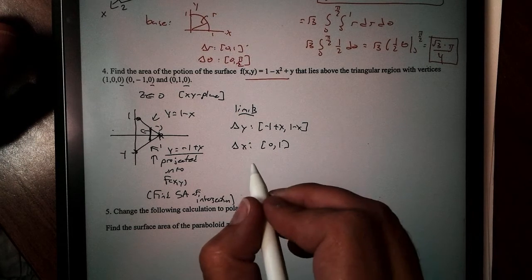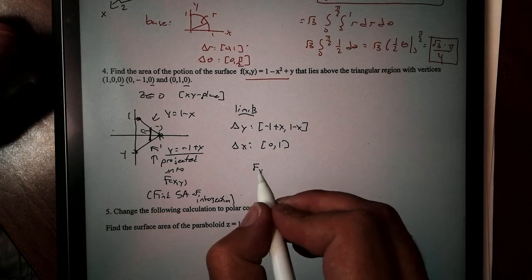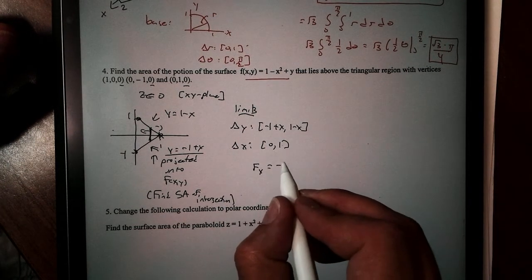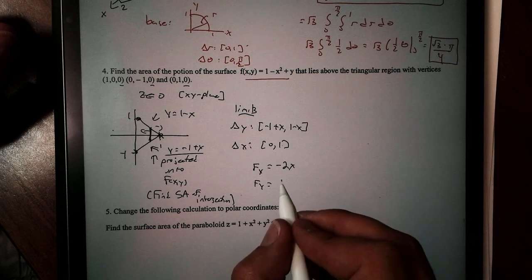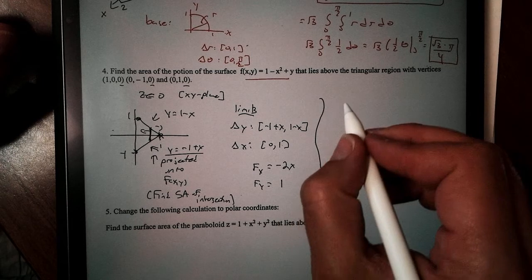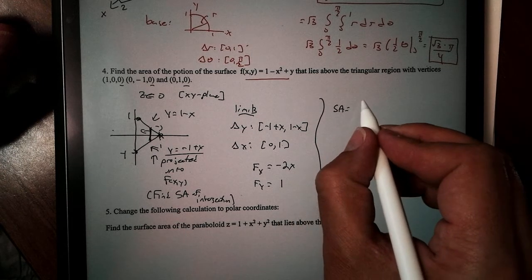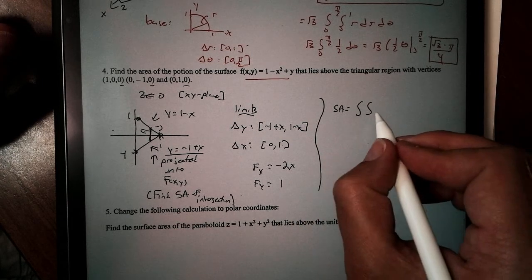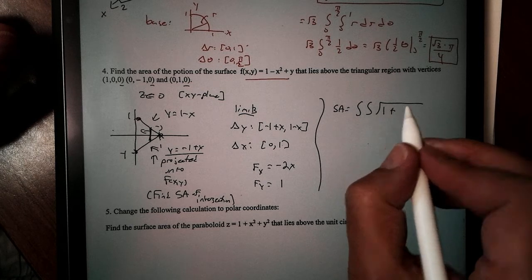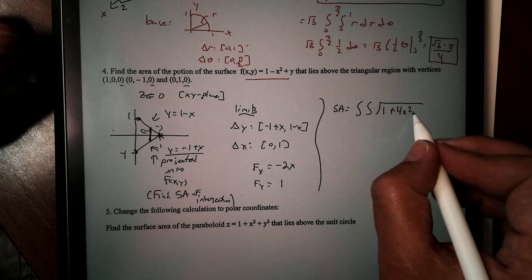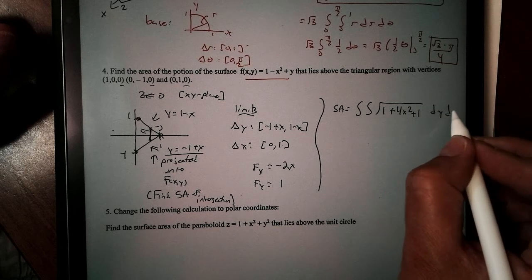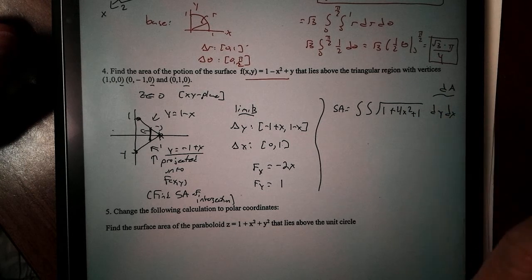Now don't forget we need our partials to get the surface area. The partial with respect to x is not too bad, negative 2x. The partial with respect to y is just 1. So to get my surface area, it's the square root of 1 plus the derivative with respect to x squared, so that's just 4x squared, plus 1, dy dx. Remember, that's my area, dA.